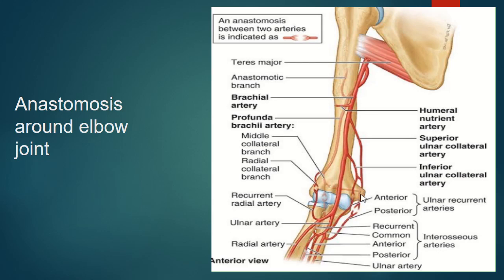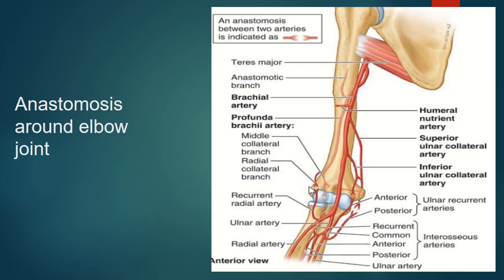On the posterior aspect of the medial epicondyle of the humerus, we have the posterior ulnar recurrent artery, this one, which ascends and joins the superior ulnar collateral artery of the brachial artery and forms an anastomosis behind the medial epicondyle of the humerus.